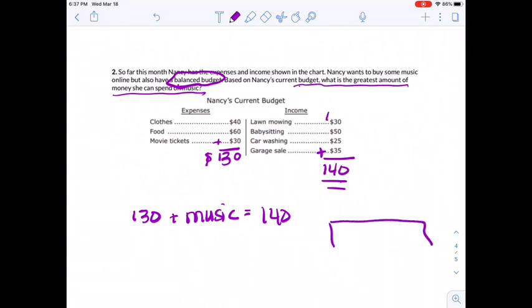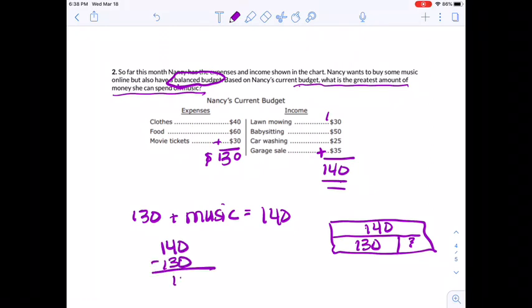I also am picturing this as a strip diagram. Here's her income, $140. Here's what we know she has already spent, and she has this part that we don't know yet. Well, we know from using strip diagrams, part plus part is whole, or whole minus part tells us the missing part. So we could just subtract 140 minus 130 is 10. So Nancy could spend $10 on music and still have a balanced budget.